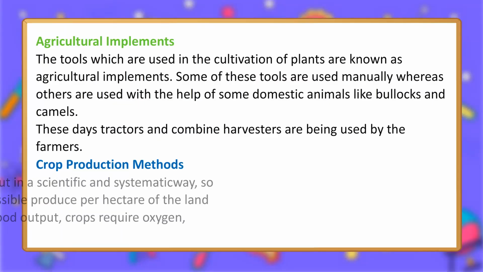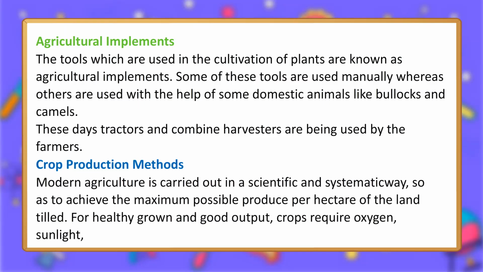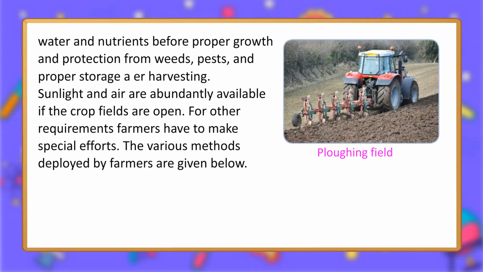Crop production methods. Modern agriculture is carried out in a scientific and systematic way, so as to achieve the maximum possible produce per hectare of the land tilled. For healthy growth and good output, crops require oxygen, sunlight, water and nutrients before proper growth, and protection from weeds, pests, and proper storage after harvesting. Sunlight and air are abundantly available if the crop fields are open. For other requirements, farmers have to make special efforts. The various methods deployed by farmers are given below.